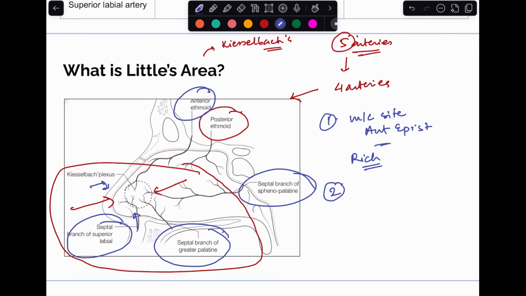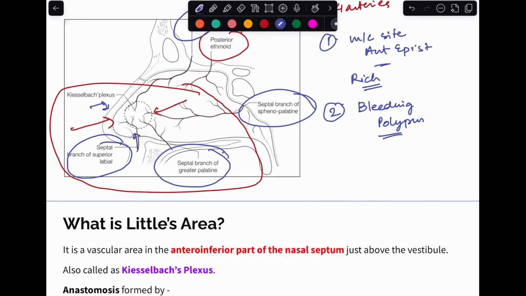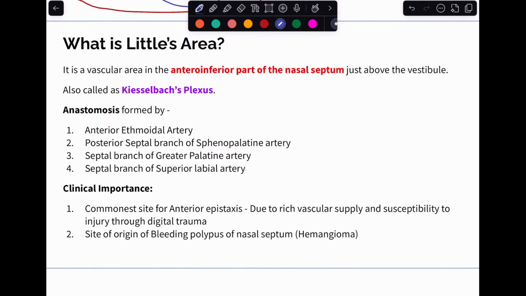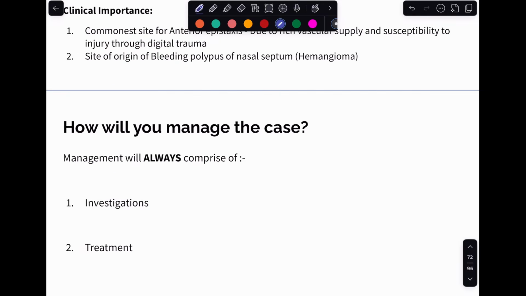The second reason why this area is important is that this is the site of origin of a condition which is the bleeding polypus of septum. Bleeding polypus of septum is basically the hemangioma of the septum. This originates from the Little's area. So this is all about Little's area that you need to know, and the easy way to remember the different arteries forming the anastomosis over here.